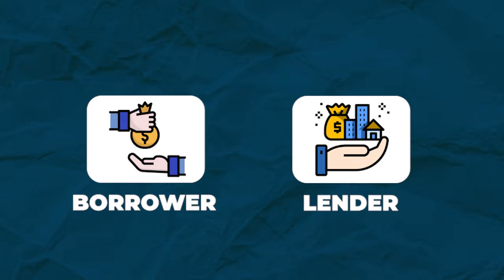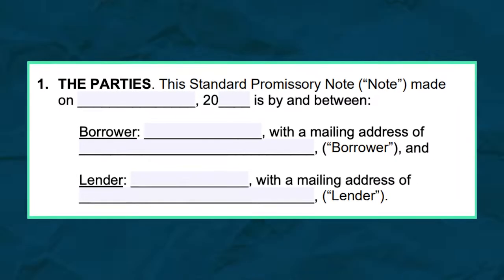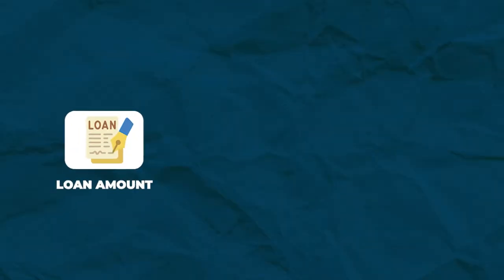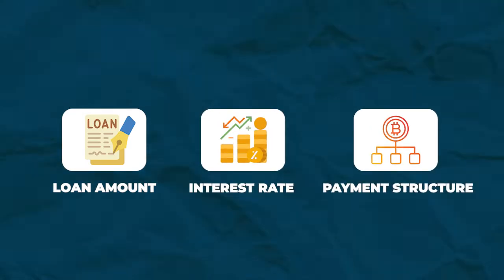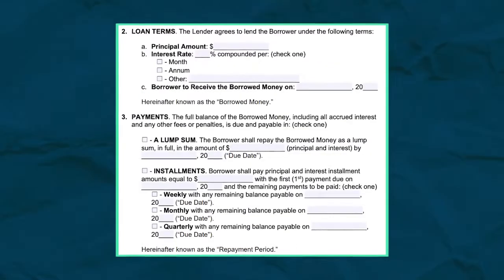The first section covers who is involved in the transaction. One party is the borrower, one party is the lender. This section identifies the names and contact information for both. The second section outlines the loan amount, interest rate, and payment structure. For example, the loan amount might be $100,000 at 15% interest paid monthly, or it could be $100,000 at 15% paid upon maturity in the form of a balloon payment.